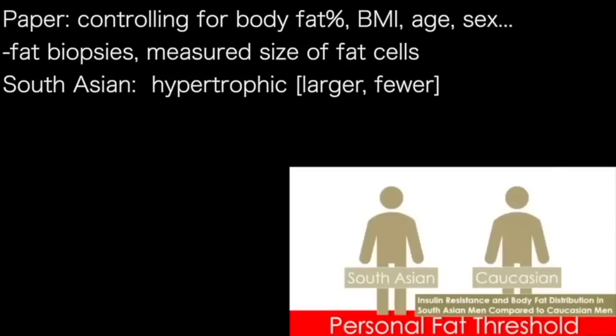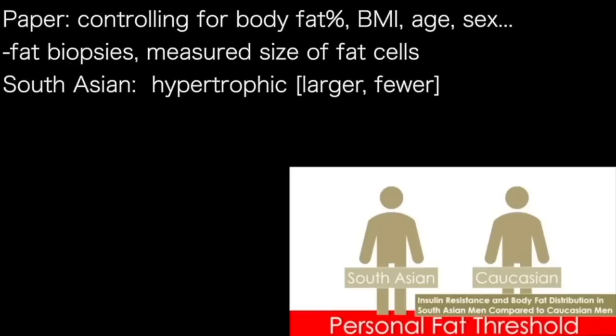All right, so let me just show another instance of the relevance of this before we move on to the actual growing and shrinking of the fat cell. This was a paper that was published that explored in people who were controlled for % body fat, BMI, age, sex, etc., of a Caucasian population and a South Asian, sometimes referred to as Indian. So South Asian and Caucasian. Same % body fat, same fat mass.